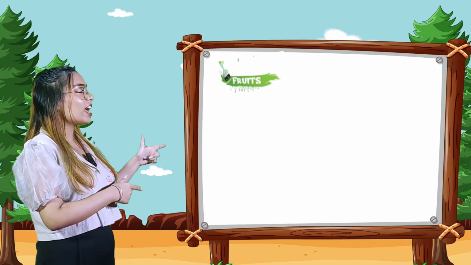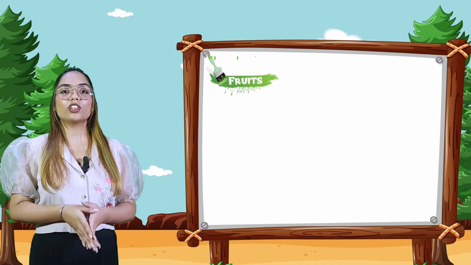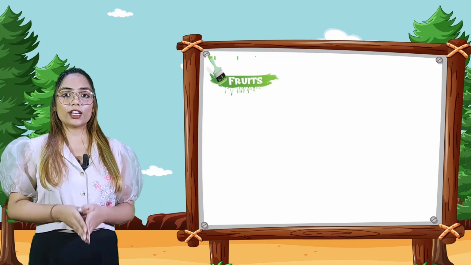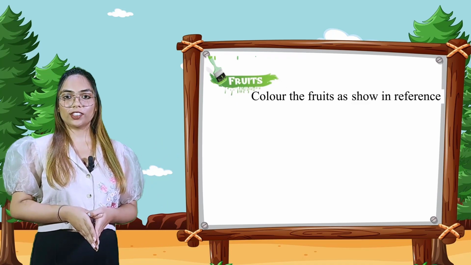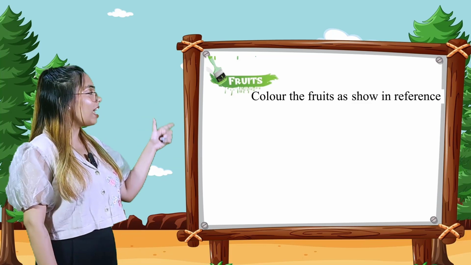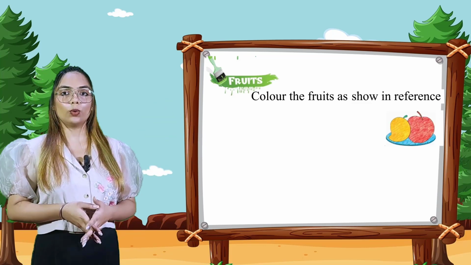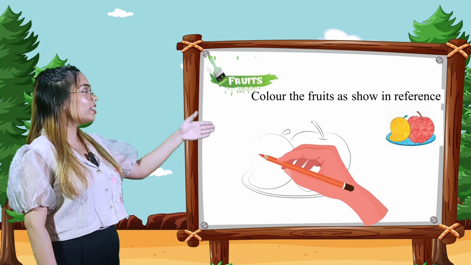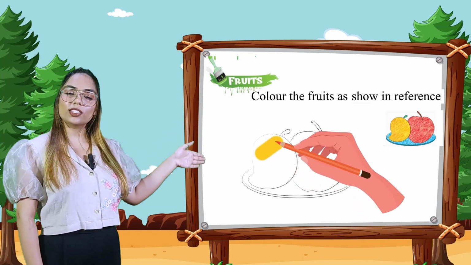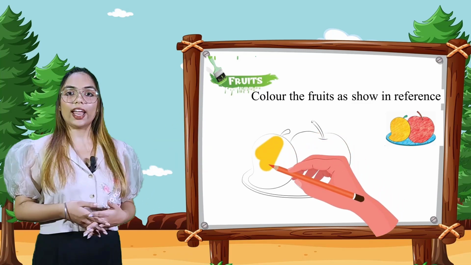So the first picture we have over here is a composition of two fruits together. Can you guess the name of these two fruits? So this is an apple and that is a mango. So color the fruits as shown in the figure. Yes, the mango is yellow and the apple is red.